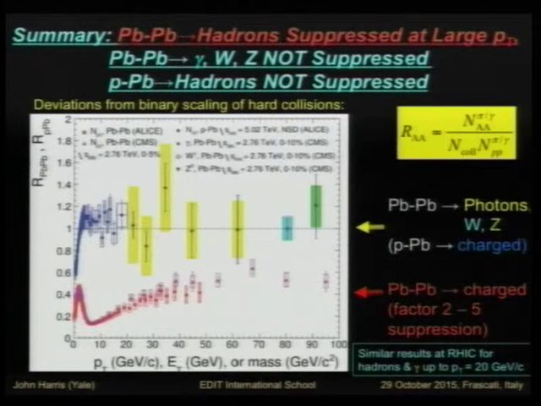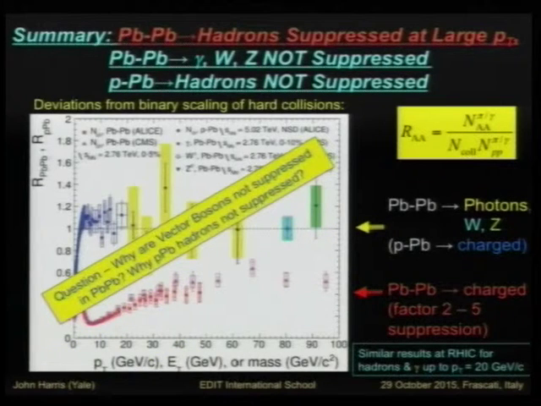So now, let's see if I did this right. Right, so here's my question. I think I have 1 or 2 candy bars left. Why are vector bosons, these guys, not suppressed in lead on lead? And why are hadrons in p-lead not suppressed?